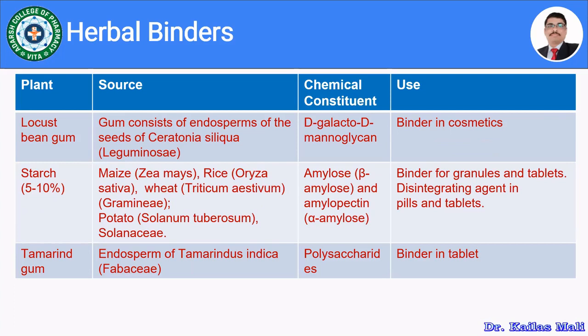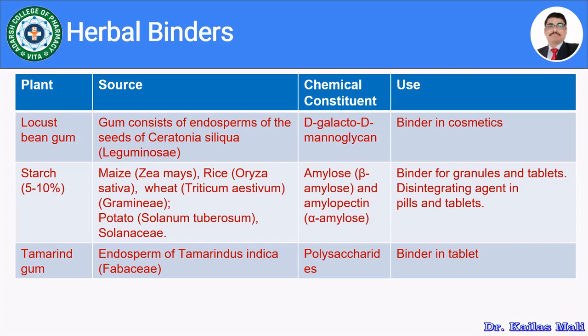Then the starch, 5 to 10% as a paste, which is being obtained mainly from maize, Zea mays belonging to family Gramineae, or potato starch that is obtained from the tubers of Solanum tuberosum belonging to family Solanaceae. There are also other sources of starch, like rice, which is obtained from Oryza sativa, and wheat starch, that is Triticum aestivum, which mainly comprises amylose and amylopectin.